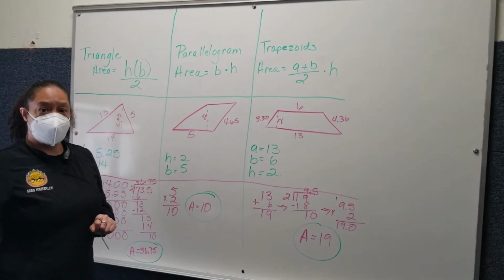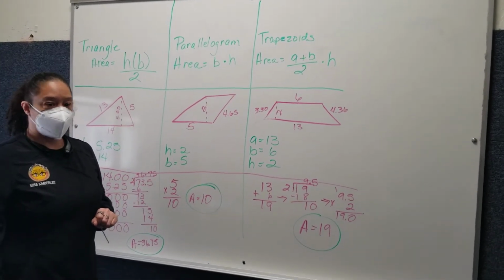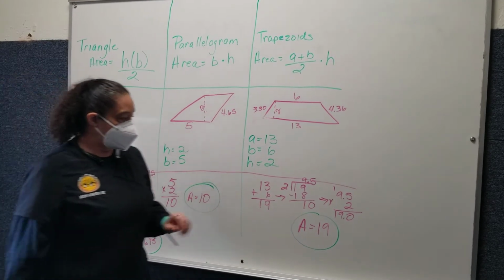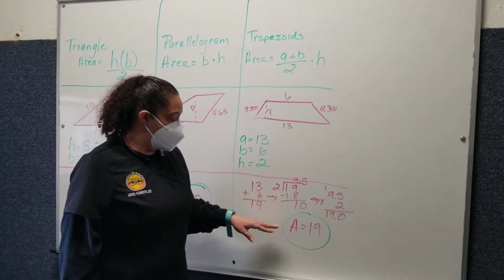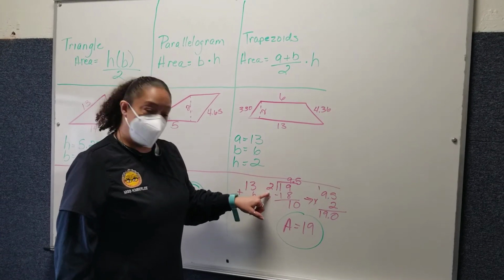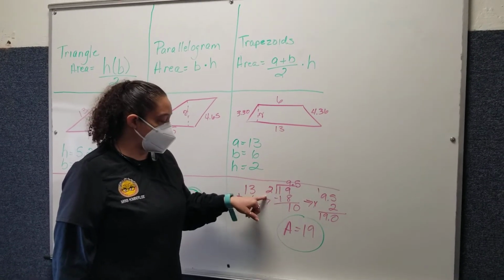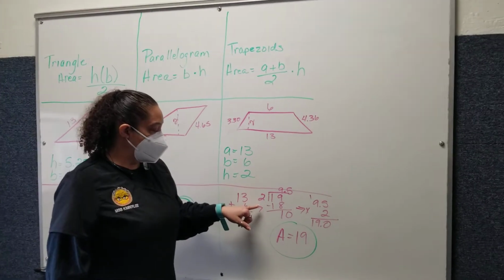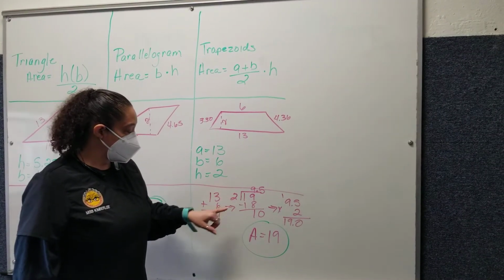Okay. Anything else? About the division, trapezoid. Okay. So when you put the 2, the 19 divided by 2, yeah, 19 divided by 2. Where did you get your 19 from?